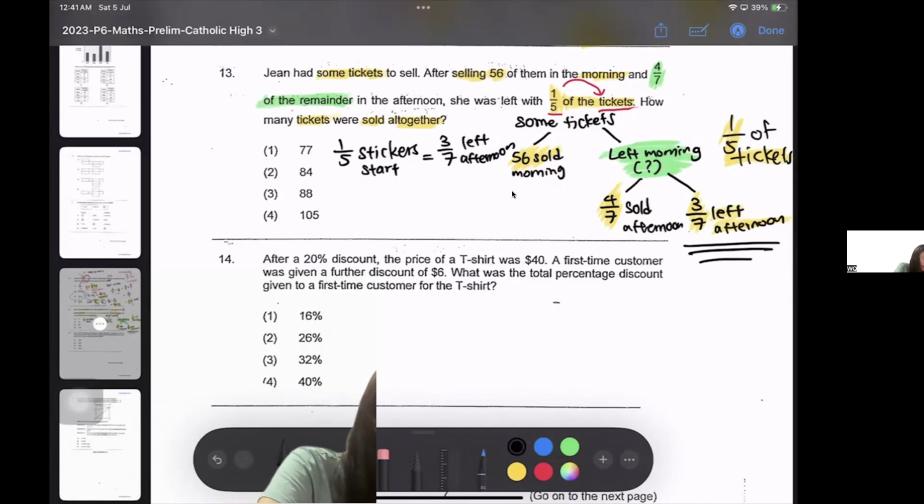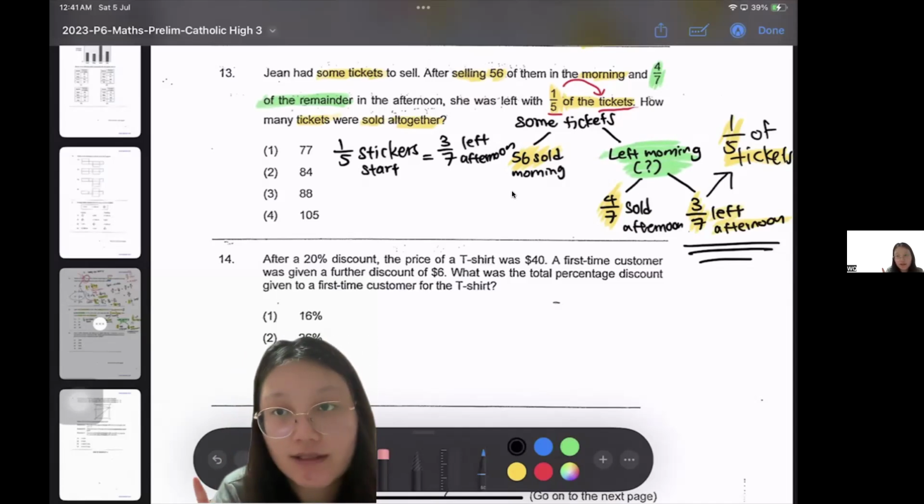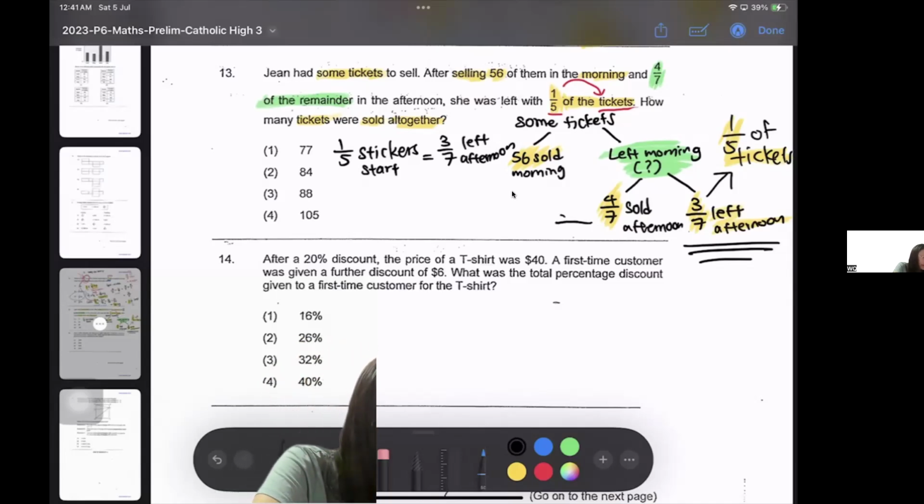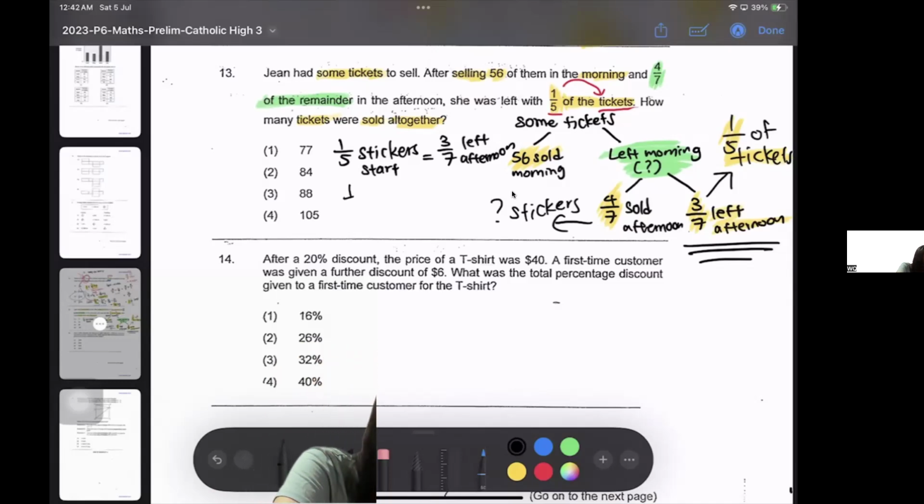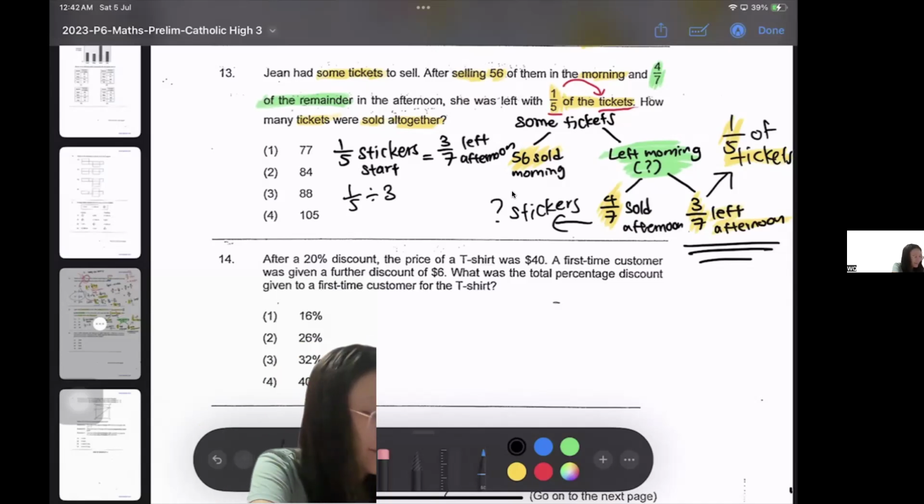Okay, first let's look at this. So again, look at my arrow that I'm drawing. 3 out of 7 is 1/5 of the stickers. You need to find 4 out of 7 is what fraction of the stickers. Okay, how do you do that? Let's say 1/5 is 3 out of 7 left in the afternoon, right? What you can do is you can take 1/5 divided by 3, okay? That will give you 1/7 of the left stickers.